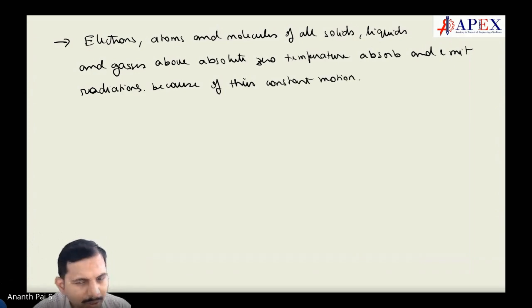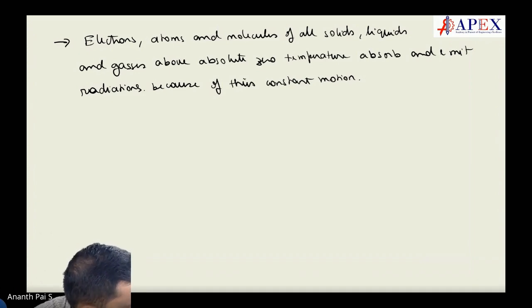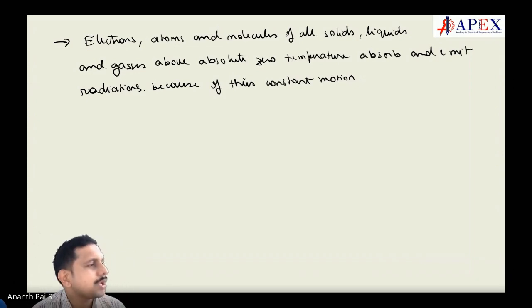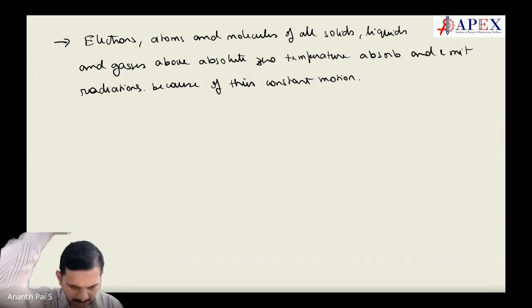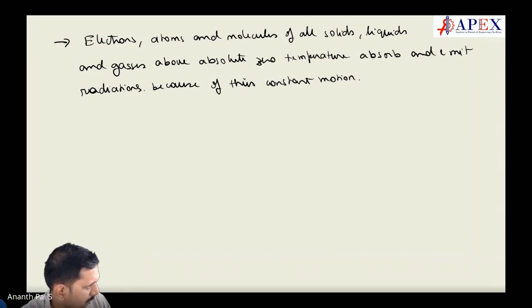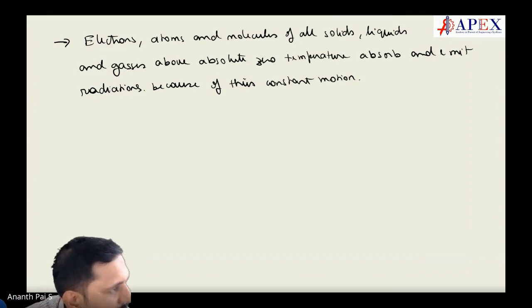Any body will not emit radiation only when it reaches zero Kelvin. Until then, it is either absorbing or emitting radiation. Actually it is doing both. Whatever radiation falls on it, it absorbs, and once it absorbs, it starts emitting. When an electron moves, it creates a magnetic field. There is an electric field because of the presence of the electron, and a changing electric field causes the magnetic field. This magnetic and electric field interacting together cause the electromagnetic waves. If the electron moves, it creates that field.